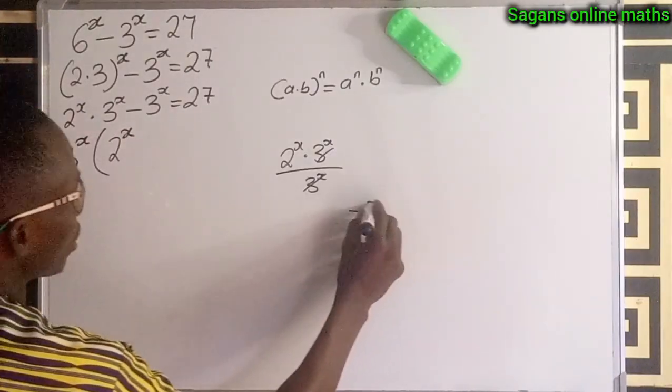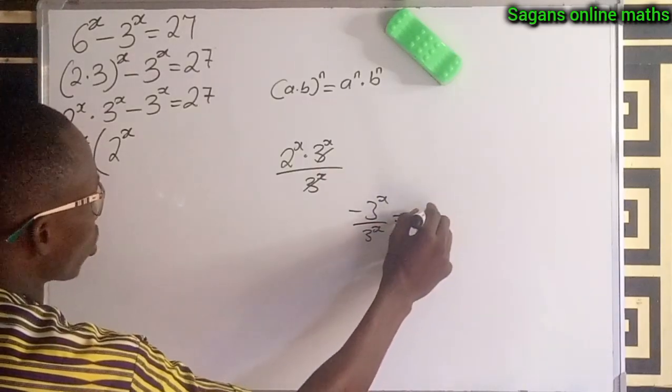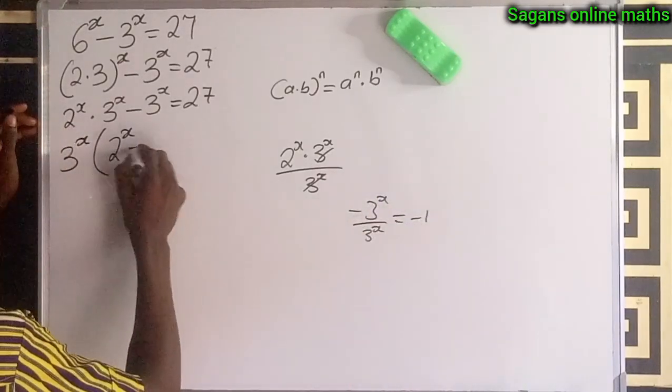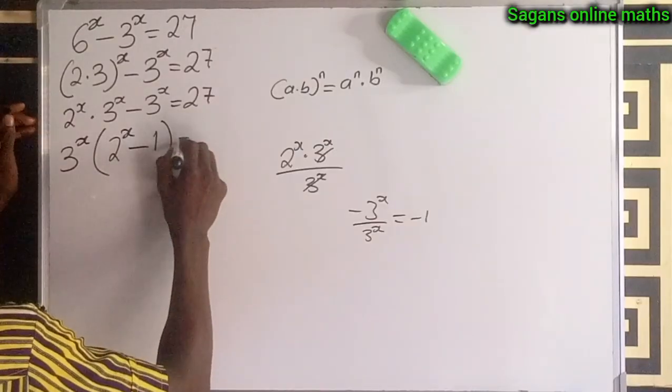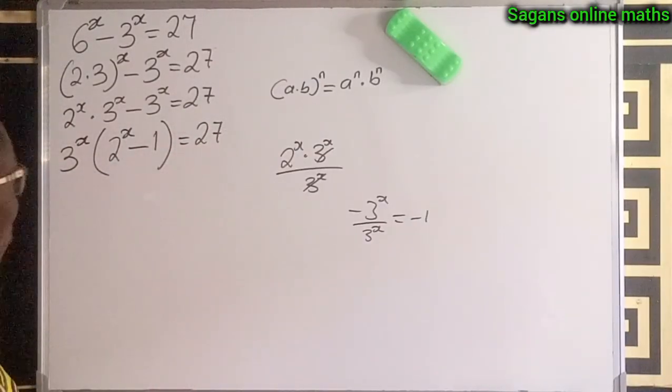Now if we divide minus 3 to the power of x by 3 to the power of x, we have just minus 1, right? So what we are left with is minus 1. Everything equals 27. Wow. Then what are we going to do here?